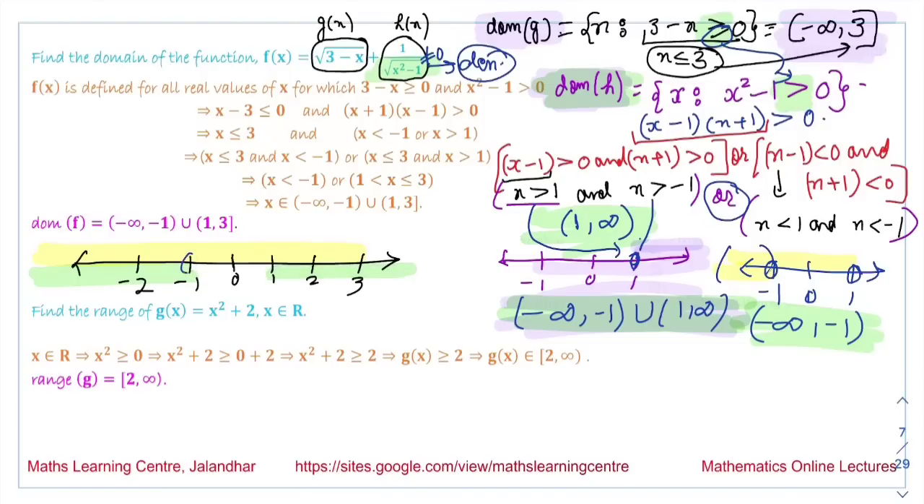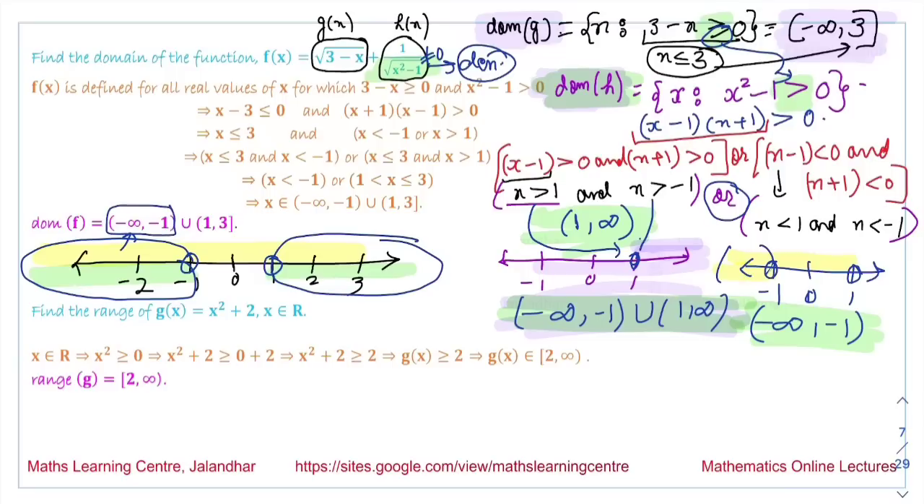This minus 1 and 1, these are not included. So we are saying this region is the common region and this region is the common region. So this is the region minus infinity to minus 1, and in this case the common region we have, it is this portion over here.